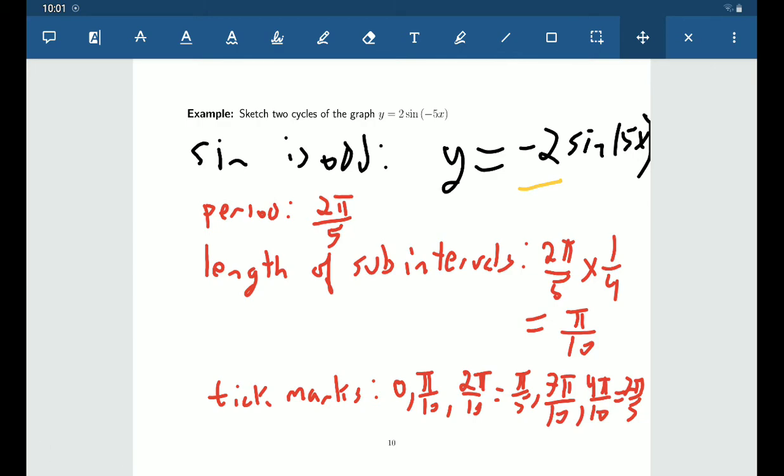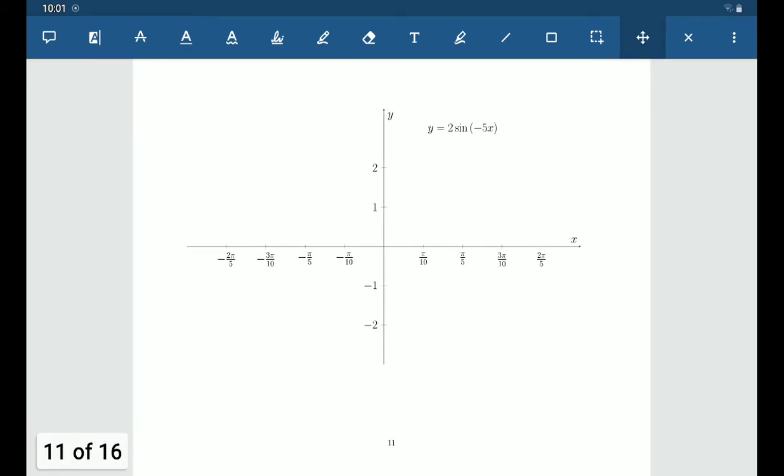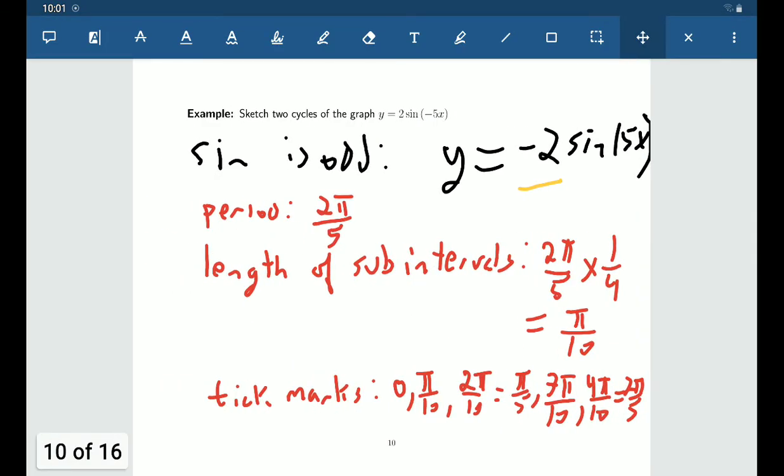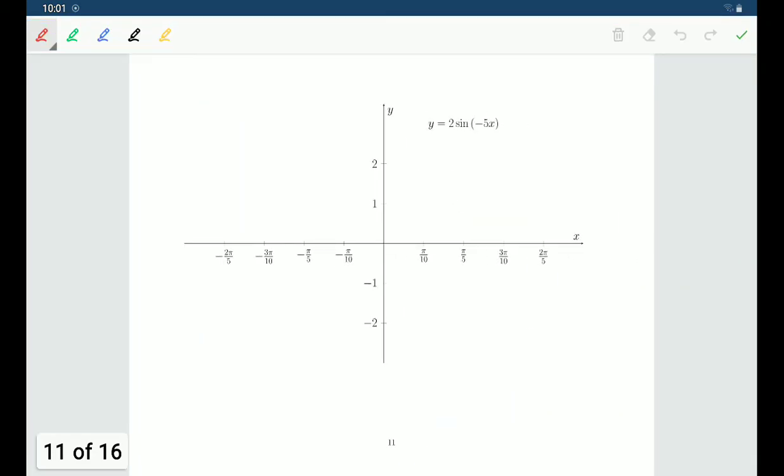Remember that the usual key points for the sine graph would be 0, then a, then 0, then -a, then 0, where a is whatever the number is that we have in front of our sine function. Here, the number in front of our sine function is -2, which means our y values will be going from 0 to a, which is -2, back to 0, back to -a, which is +2, back to 0.